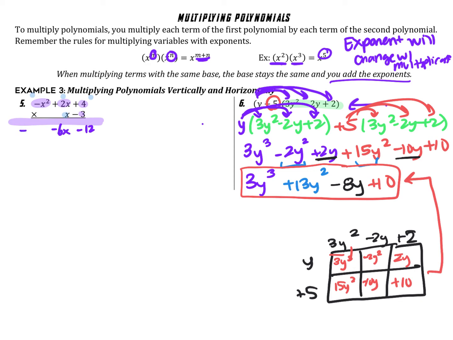Negative 3 times negative x squared is going to be positive 3x squared. So I have dealt with the top row. Now I'm going to deal with the bottom. I'm going to put a placeholder here.